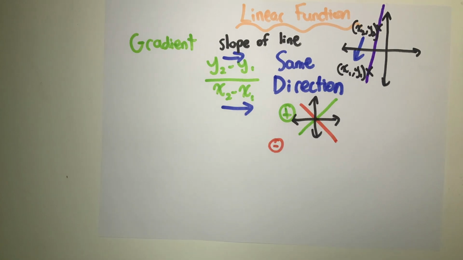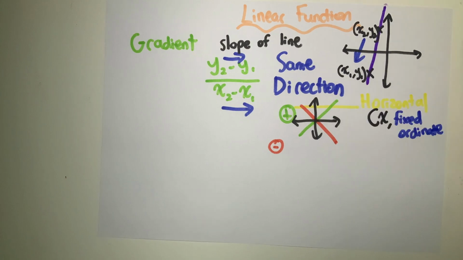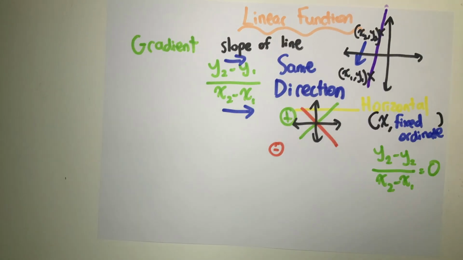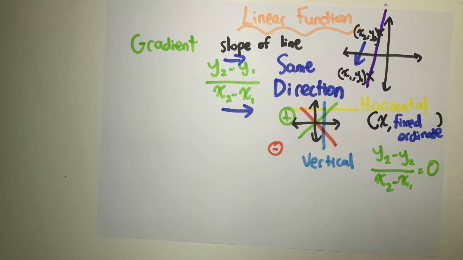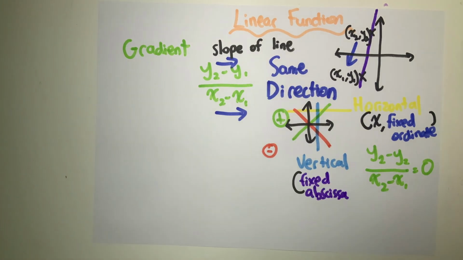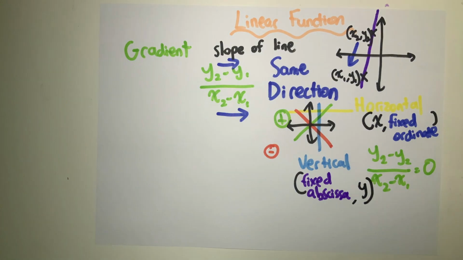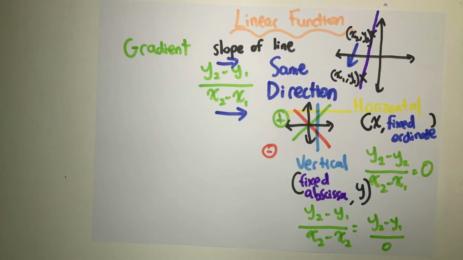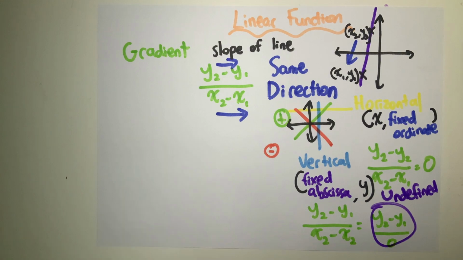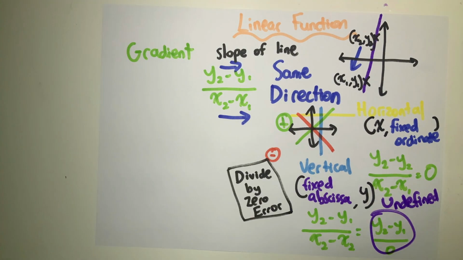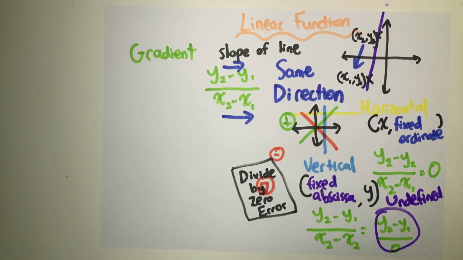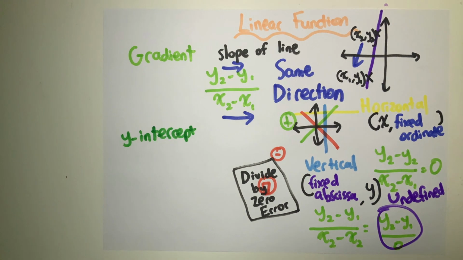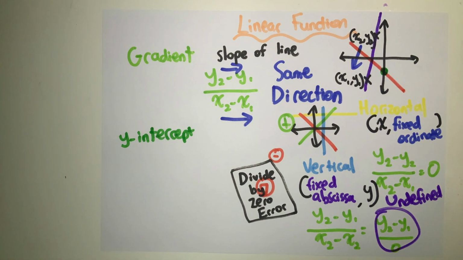If the line is horizontal, the ordinates are the same. The gradient will be 0. While if the line is vertical, the abscissas are the same. The gradient is undefined. To learn more, view our video on the divide by 0 error. The y-intercept is the point at which the line crosses the y-axis, written in the form 0, y, while the x-intercept is the point at which the line crosses the x-axis, written in the form x, 0.